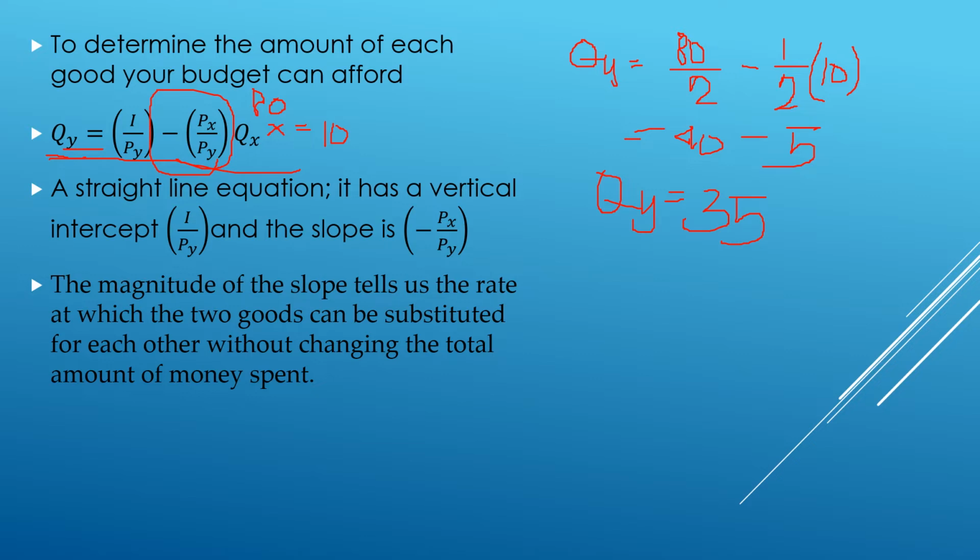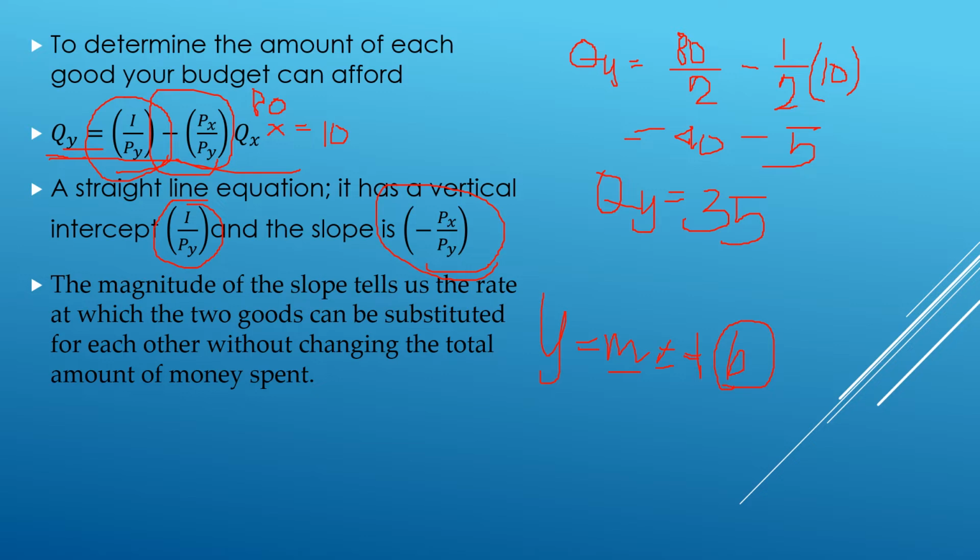The intercept here, the I over Py, is the intercept of the function. Remember y equals mx plus b, which we substituted somehow. So this one is the y-intercept on the function, while the slope of the line, the m here, is this one. And the x here is the other good that you're going to buy. So that's how you deal with the function itself.